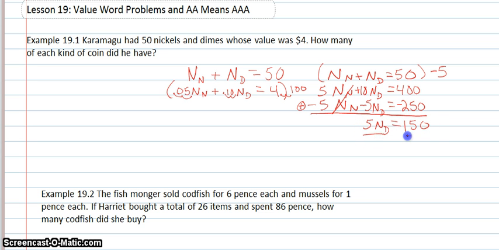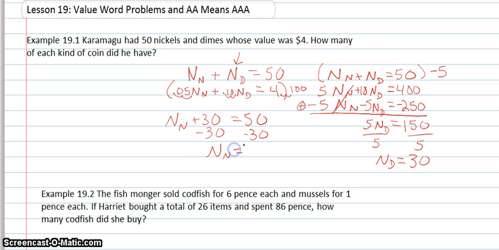And then I'll just divide both sides by 5. So the number of dimes equals 30. And then I can put that back into one of my equations to find out what the number of nickels is. So I'm going to put it into this top equation. So the number of nickels plus 30 equals 50. I'll subtract the 30 from both sides. So the number of nickels is 20. So I had 20 nickels and 30 dimes.